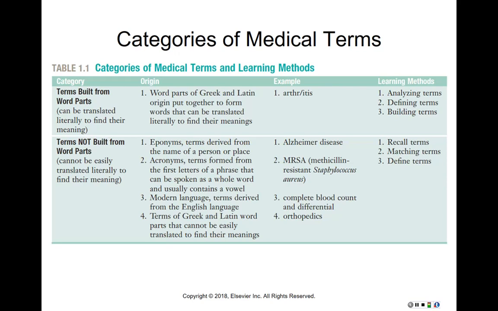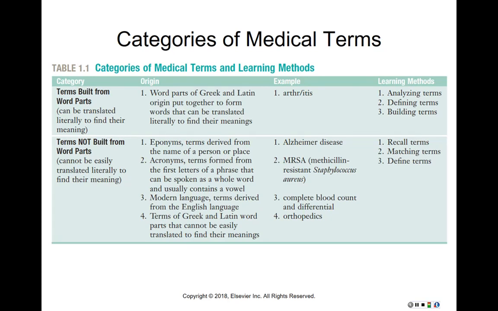Now the other category is terms not built from word parts. These cannot be easily translated literally to find their meanings. Again, eponyms: Lou Gehrig's disease cannot be broken down and analyzed or defined. Eponyms are terms derived from the name of a person or place, such as Alzheimer's disease.